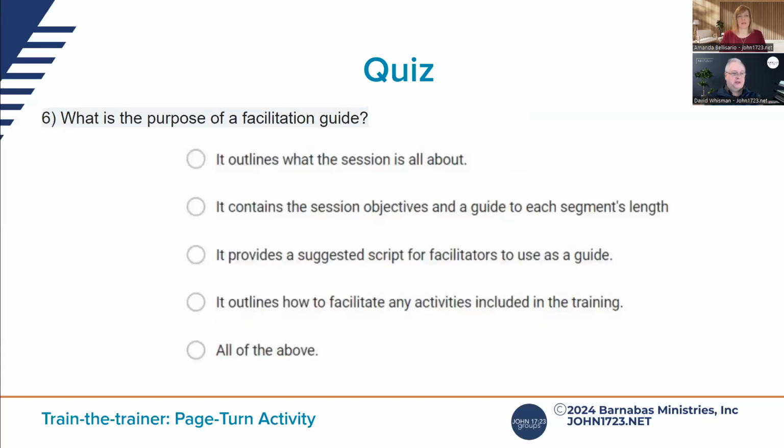All right, so the purpose of a facilitation guide, we put a lot of time and effort into these things. So what do you think is the best answer for the purpose of the facilitation guide? I think this one is all of the above. It is. We put a lot into a facilitation guide. It outlines what the session is. It talks about objectives and length. It gives you a script that you can use if you want, or use it as a guide. It does outline how to facilitate the activities, the instructions to give and whatnot. So it's kind of all of the above. And people use it for different reasons at different ways. But if you want to know anything about a training that we're doing, the first place to go is the facilitation guide, because it will give you kind of all of this in one shot.